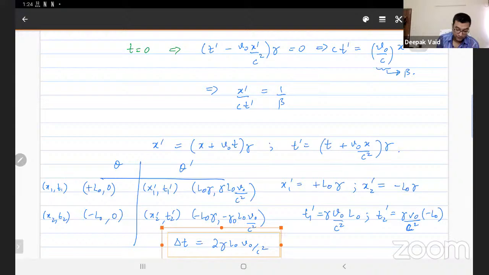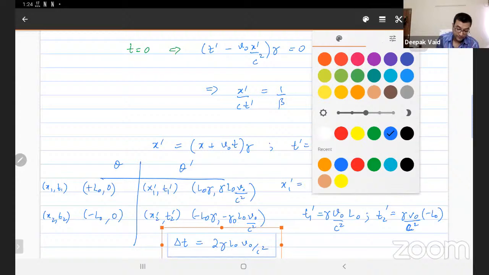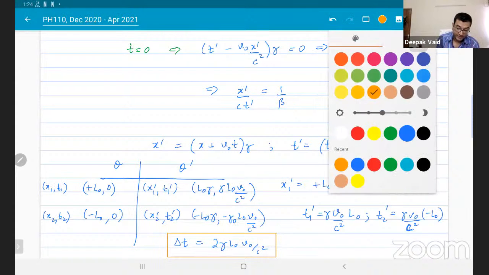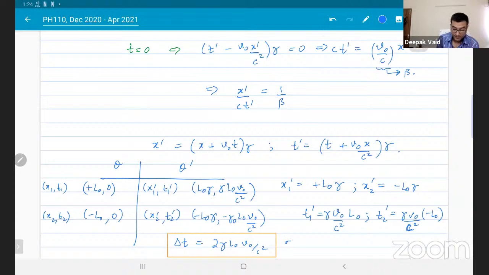So this tells you that the notion of simultaneity, this is called the relativity of simultaneity, which means that whether or not two events are simultaneous depends on the frame of reference of the observer.